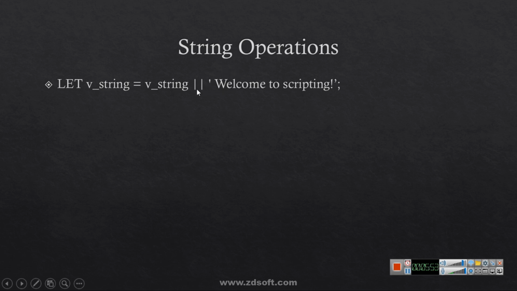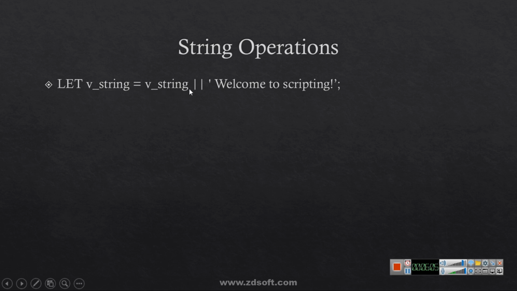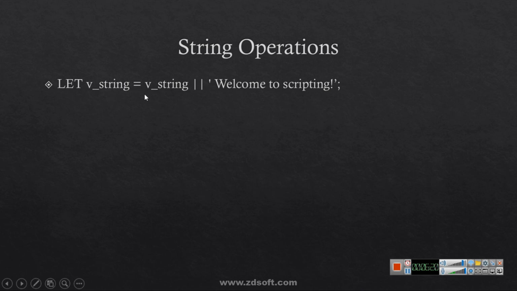Now string operations. For the string operations, here we are concatenating the string. Firstly in vstring we have assigned value as hello snowflake. So what we are doing here, we are concatenating welcome to scripting to whatever value is present in the vstring. So hello snowflake will be concatenated with welcome to scripting. That's why the vstring variable will get the value as hello snowflake welcome to scripting.